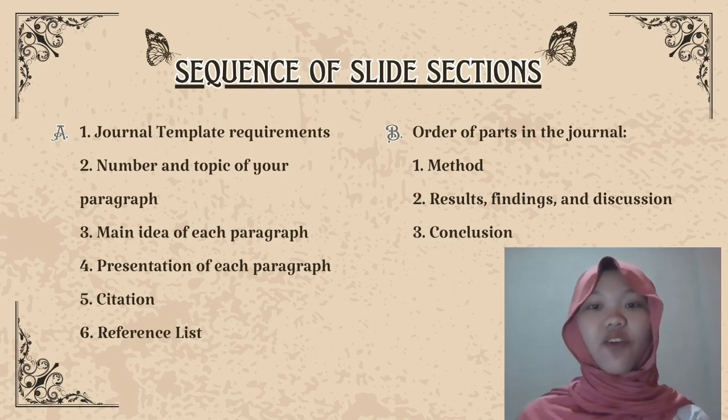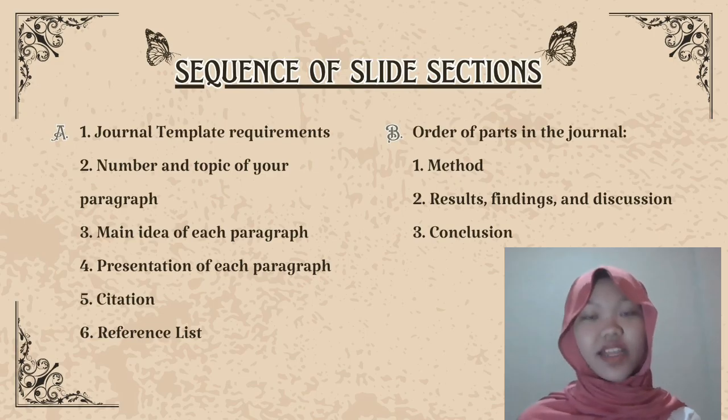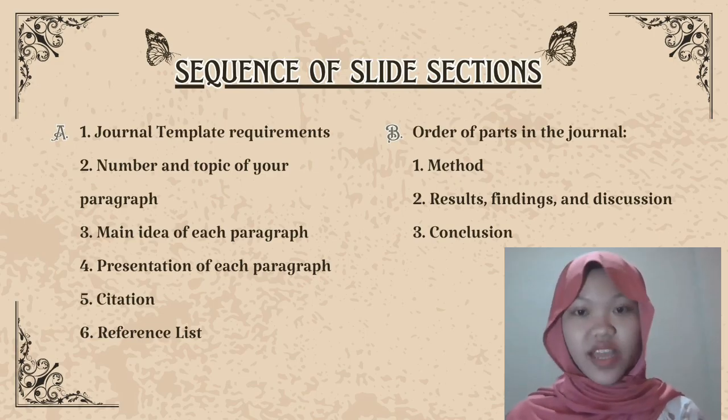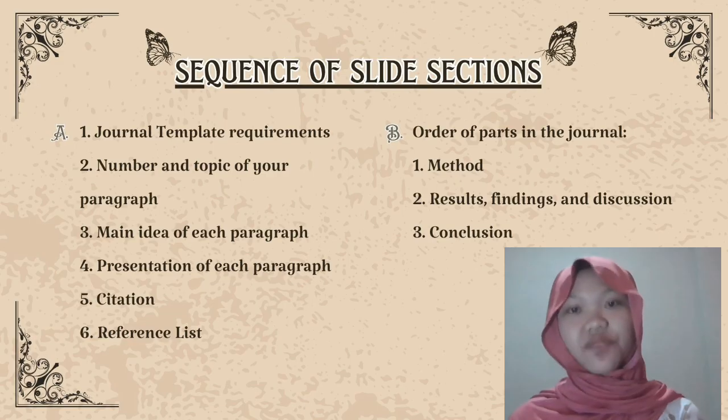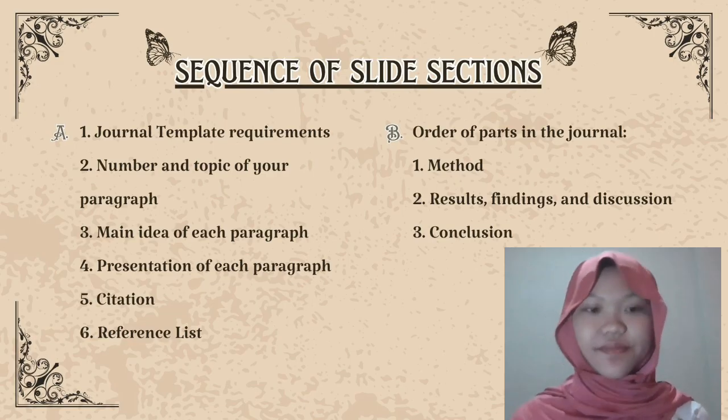B, the order of parts in the journal. I will divide my part into three parts. The first is method. The second one is result, finding, and discussion. And the last one is conclusion.